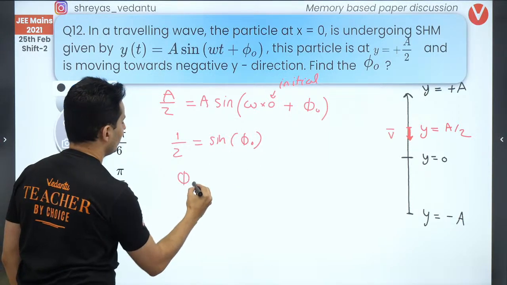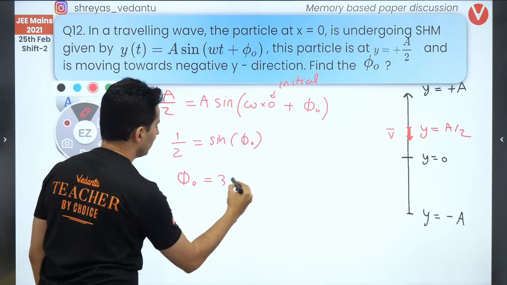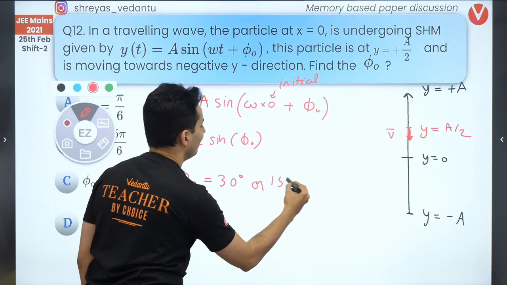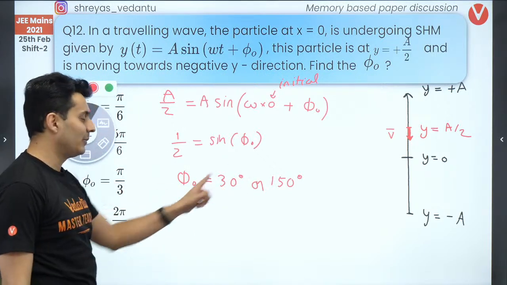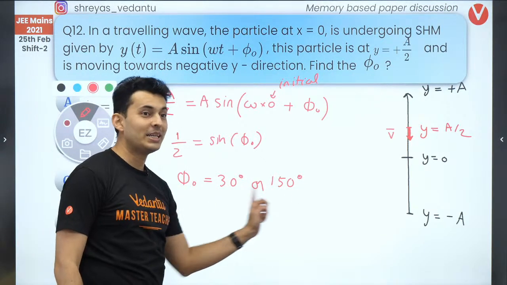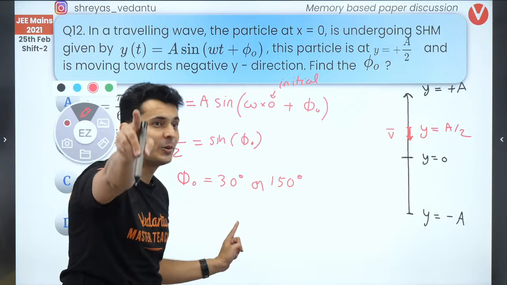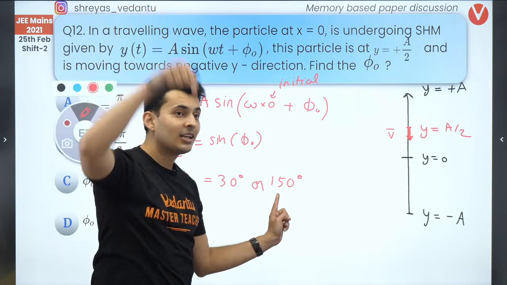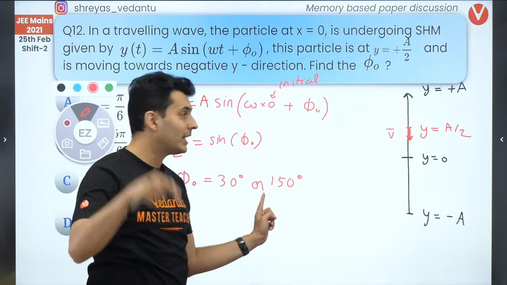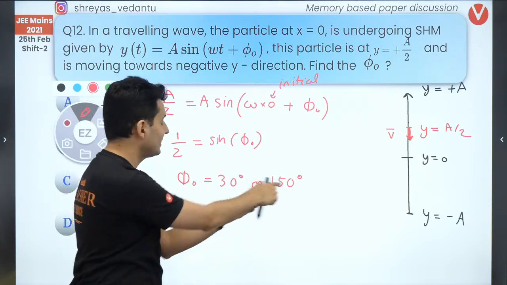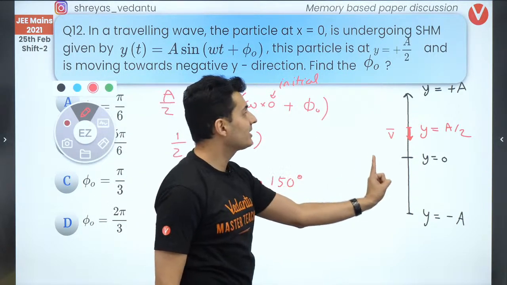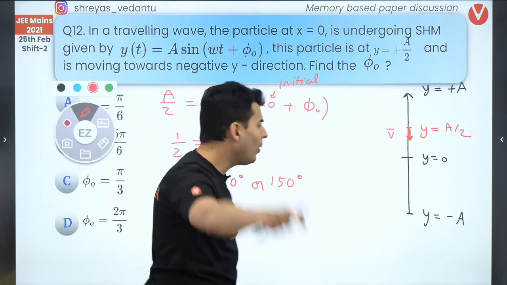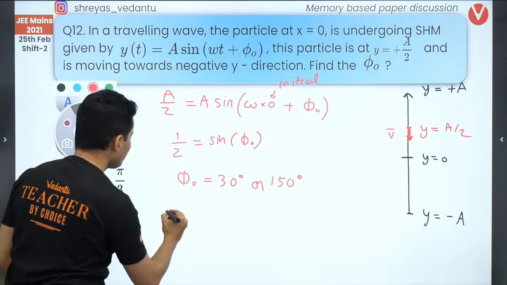So what is phi naught? There are two angles, 30 degrees or 150 degrees. Yes, both are possible. Be careful. But yes, you hit that correct nail, Athar. Very good. It's going down, correct. So this is pi by 6, this is 5 pi by 6. Pi by 6 will be if it is going up, 5 pi by 6 will be if it is coming down. How? Don't worry, I'll tell you that also.